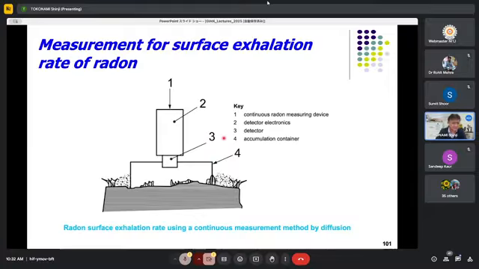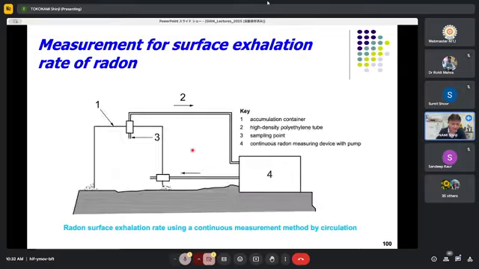Another technique: radon surface acceleration rate using a continuous measurement method by diffusion. Here is a continuous measurement radon measuring device. Here is the detector and accumulation container. It's a passive technique, while the previous one is an active technique.